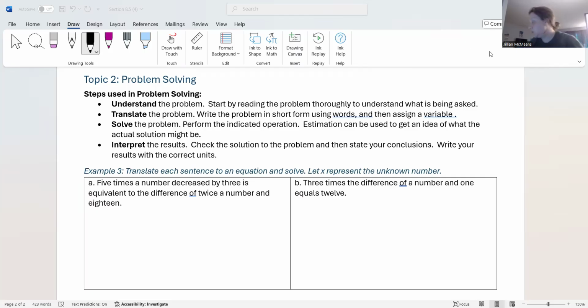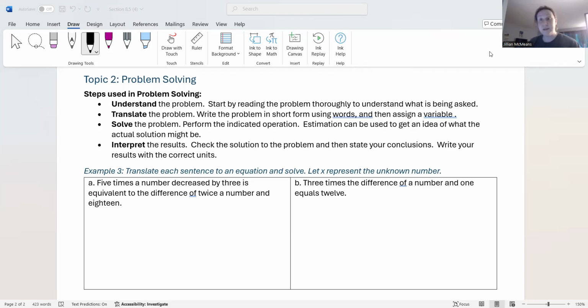For topic two, we're going to look at problem solving. Okay, so steps used in problem solving. Keep in mind in math, a lot of times when you see the word application or the word problem solving, it doesn't always mean this, but it will frequently mean word problems. Part of the issue is just understanding what the problem is asking. So sometimes you have to read the problem, maybe multiple times, to get a firm grasp of what they're asking you to do.